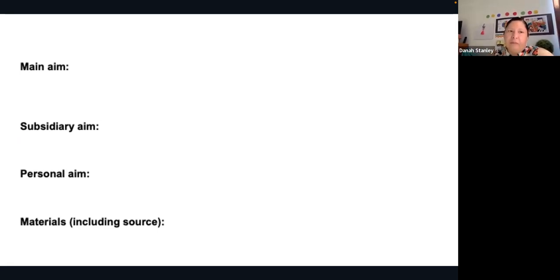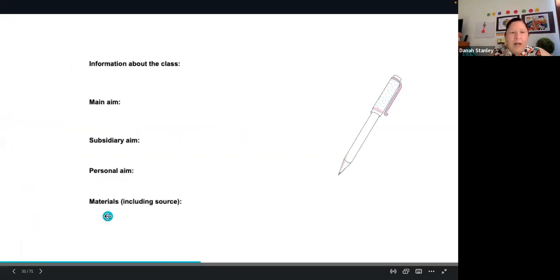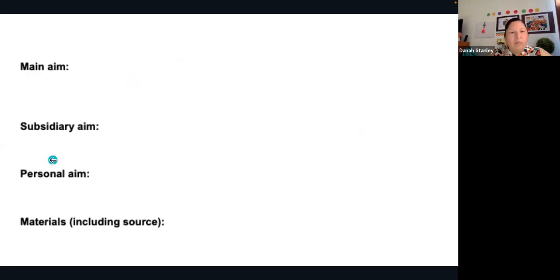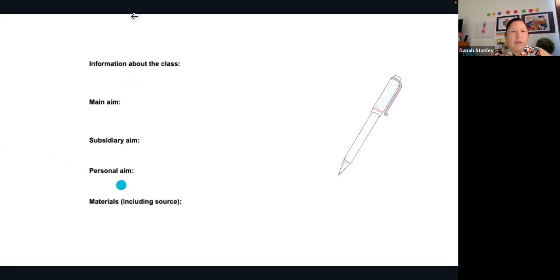practical. So for this special session, what was the main aim? What was the subsidiary aim? The personal aim, the materials, the information about the class, main aim. Well, it's the same. Subsidiary aim, materials and the rest.